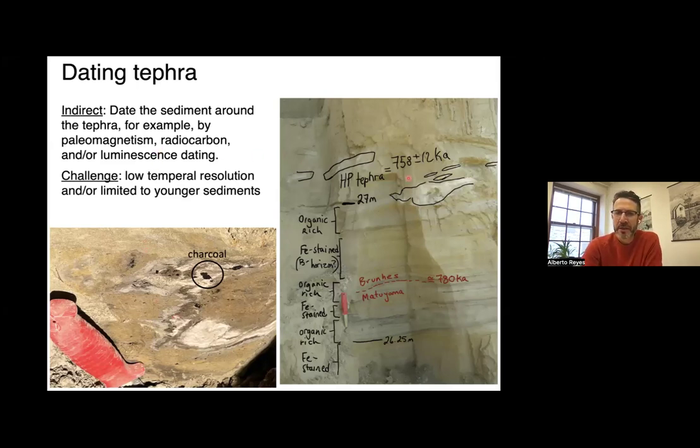Here's an example from central Alaska. This is near Fairbanks. And so we have this tephra here called the HP tephra. And this tephra happens to coincide really nicely stratigraphically with the Brunhes-Matuyama boundary. So everything below this red dashed line is magnetically reversed, and everything above that dashed line is magnetically normal, right?